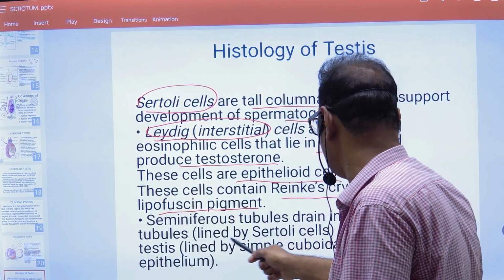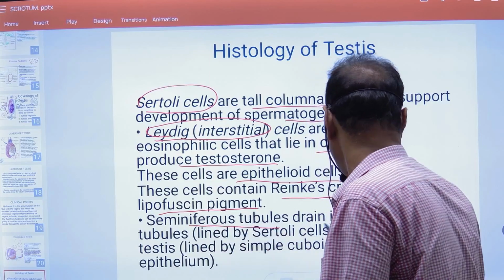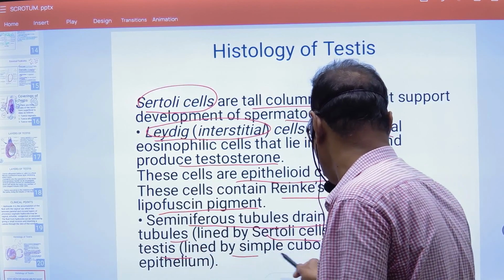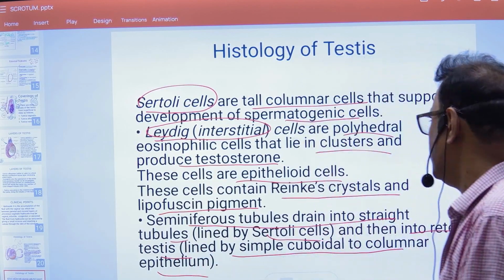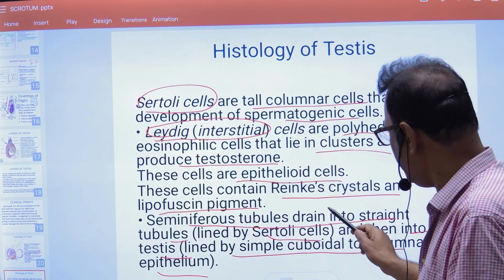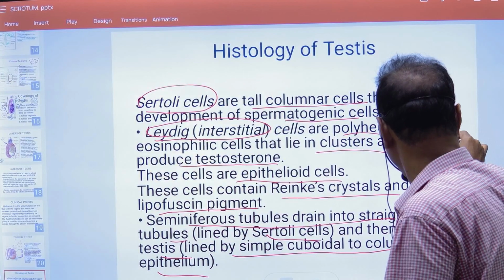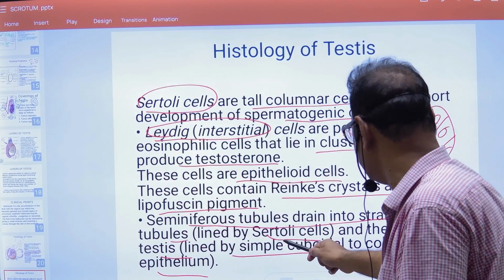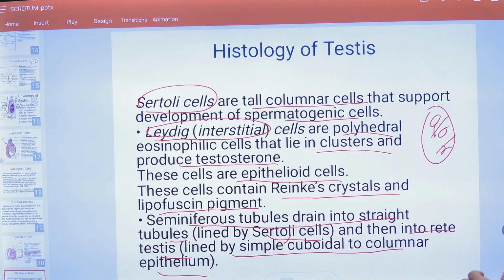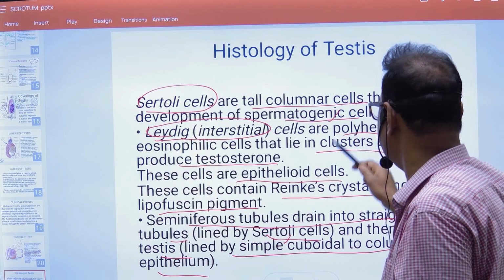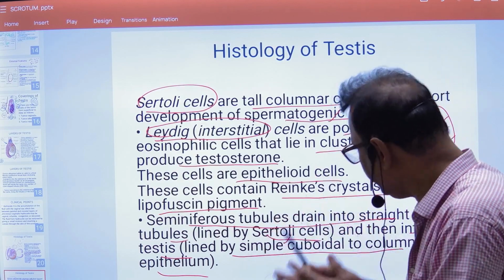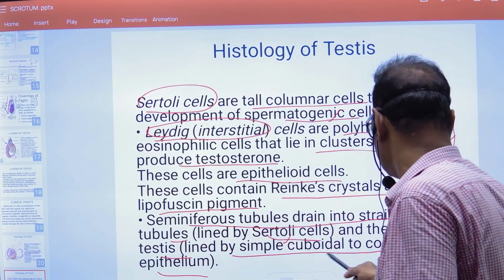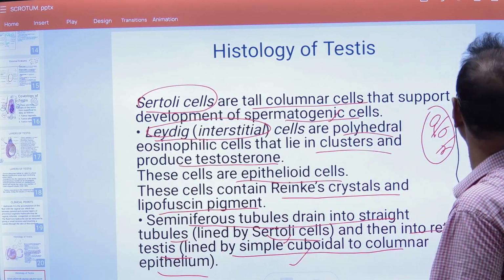Seminiferous tubules drain into the straight tubules, lined by the Sertoli cells, and then into the rete testis, lined by simple cuboidal to columnar epithelium. Seminiferous tubules will be lined by the Sertoli cells when they are in the testis, where sperm are produced. When it goes into the rete testis, there is no need to produce sperm there, so simple cuboidal and columnar epithelium will cover it.